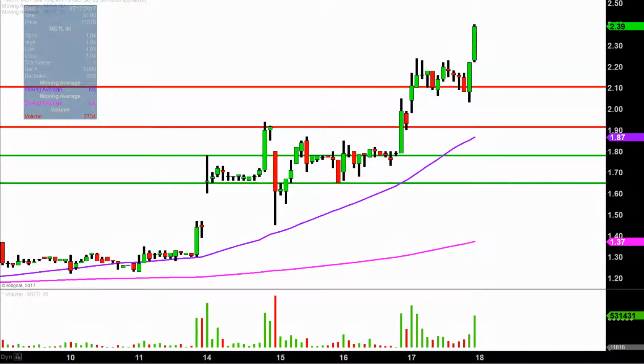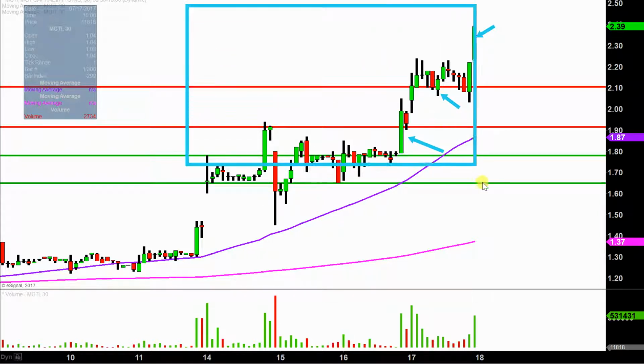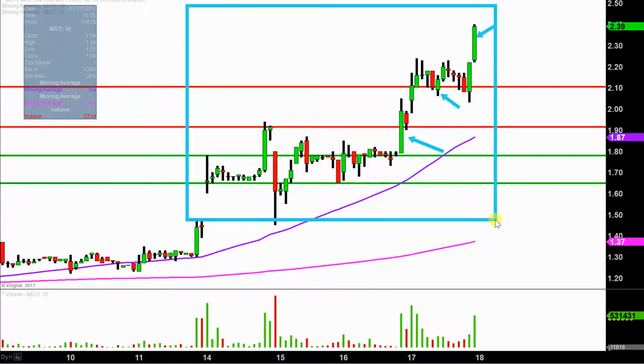Real quick, what do I mean by 30-minute in case maybe you're new to charts? Instead of each one of these candlesticks here representing one day's worth of price action, which is what you would normally see, each one represents 30 minutes. So while this here may look like several weeks' worth of time, it's actually just the past several days broken down into 30-minute time slices.